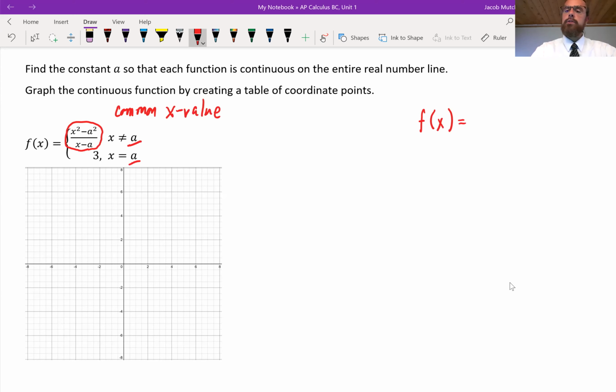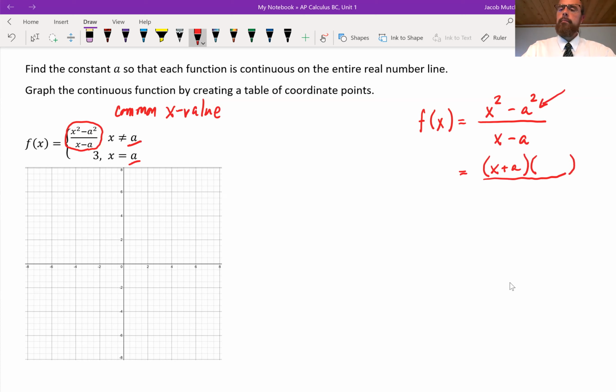But before I do all that, I want to take a look at this first piece of the piecewise function, the x squared minus a squared over x minus a. So what we've got to notice is that this numerator is the classic difference of two squares. And I think that if we can factor that, we can see some kind of cancellation. So I'm going to factor x squared minus a squared as x plus a. Do you remember how that would factor? What would go in the second binomial? Good, x minus a. Now that's all over x minus a.